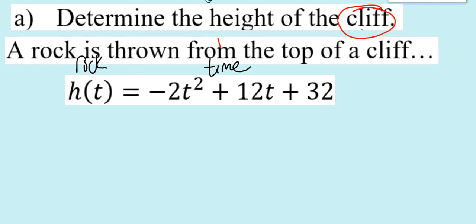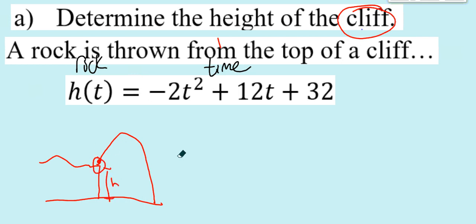So let me just pretend I've got a cliff here. The rock is thrown from the top of the cliff and then presumably does something like this. So the height of the cliff, which is this distance here, is the same as the starting height of the rock, because at the moment where the rock starts is the top of the cliff, and so therefore if we know the height where the rock is at the start, then we know the height of the cliff.